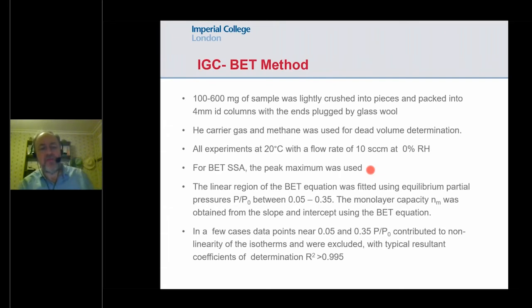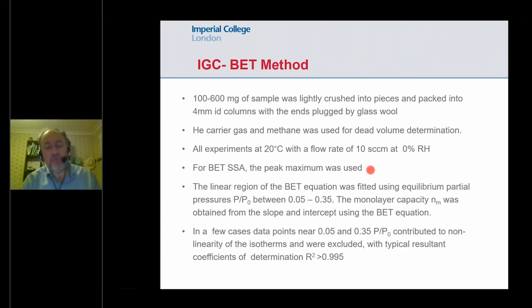In terms of the method, just a brief comment. Because the materials we're looking at have relatively low surface areas, typically about 1 meter squared per gram, we typically use more sample than normal, a few hundred milligrams. We very lightly crush it and pack it into a glass column, 4 mil in diameter. In our study, we used helium as a carrier gas, and our dead volume reference marker is methane gas. All the experiments were at 20 degrees, 10 cc of the carrier gas, and most experiments were done at 0% humidity unless indicated otherwise. We use a peak maximum method for analyzing the data.